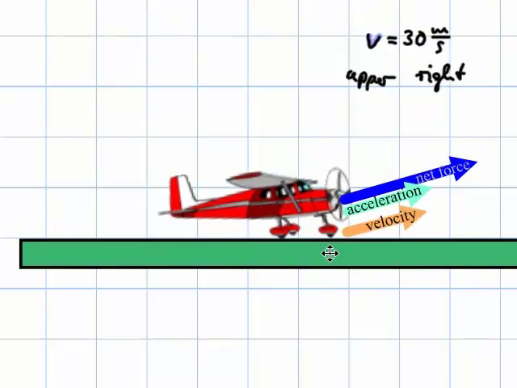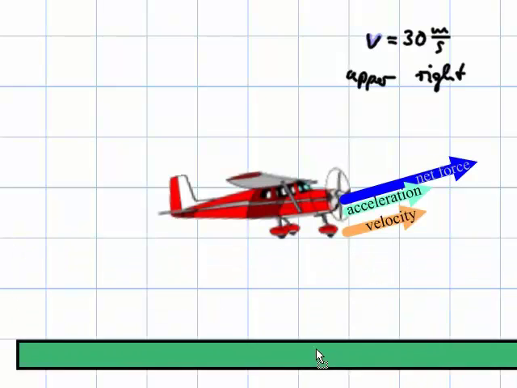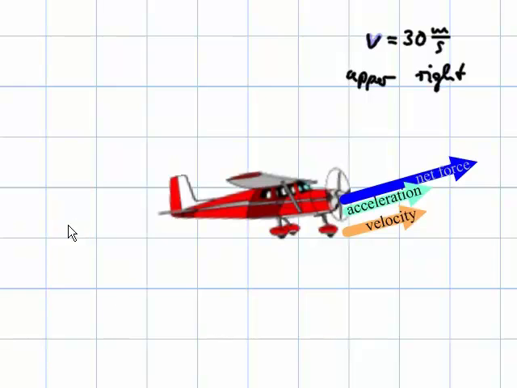Okay, now the plane is flying, and I'm going to take the runway away. Now the plane is flying and it's gaining in altitude, so it's getting faster, and let's say at some point it has reached a speed of 50 meters per second, and it's still flying to the upper right. And it still is increasing its altitude, gaining altitude.